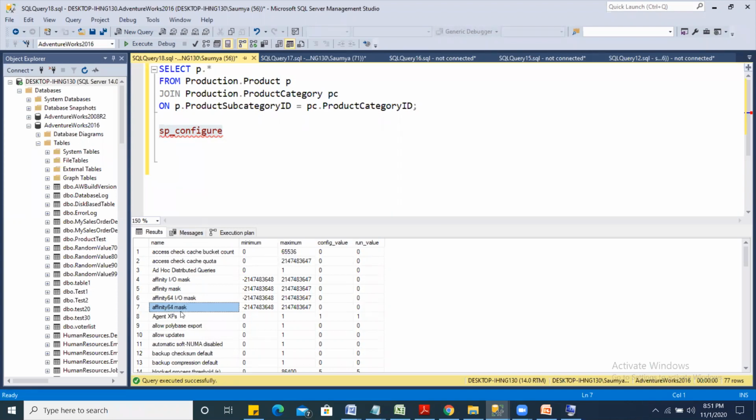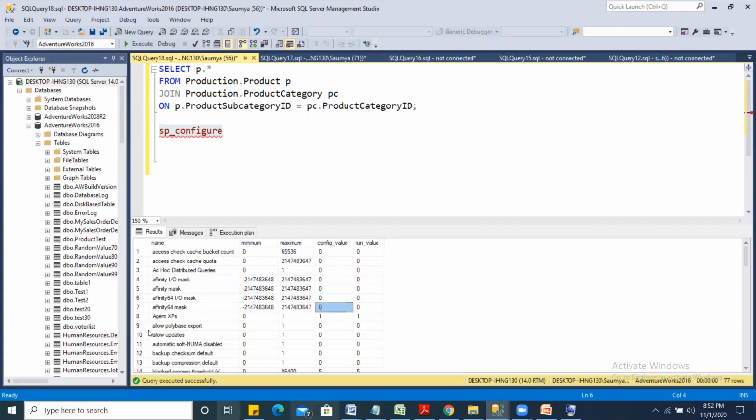Affinity64 mask, you will use if you have more than 32 processors. The same is true for this one: if you have up to 32 processors, go with affinity IO mask to set the affinity mask bits for IO. And if you have more than 32, go with affinity64 IO mask. What is the value right now? The configured value is 0.